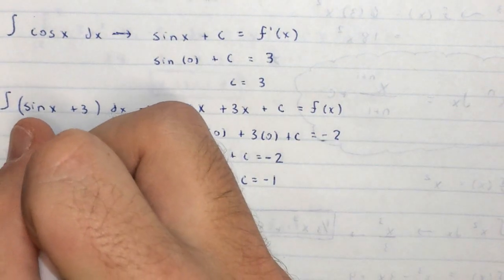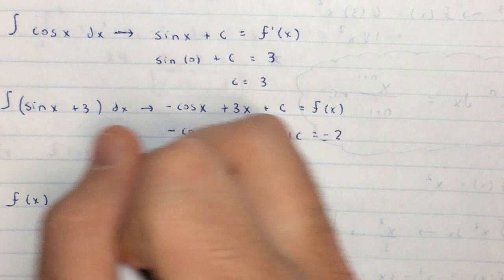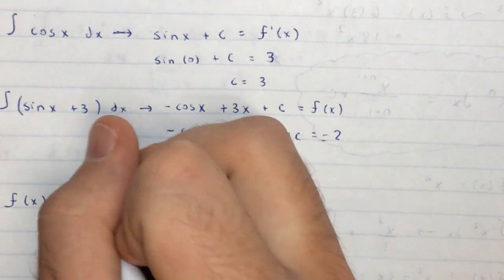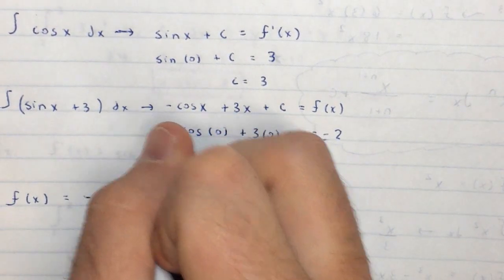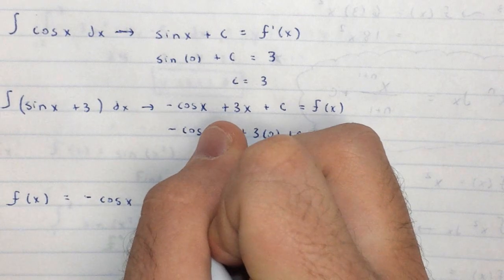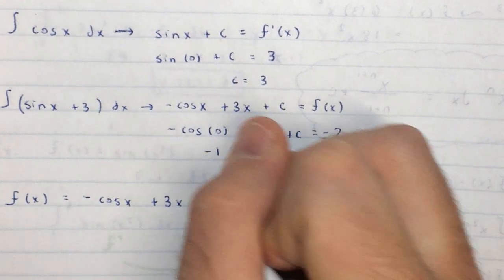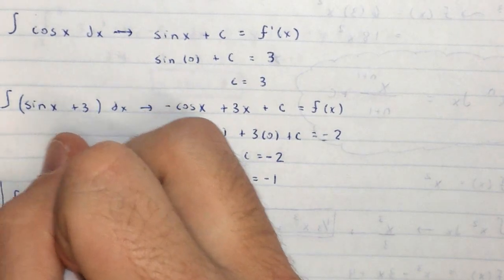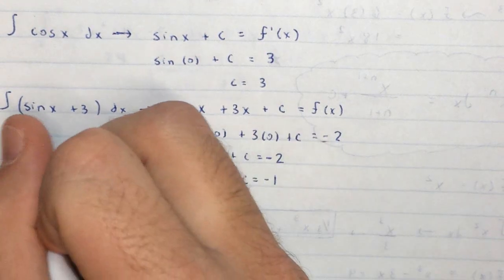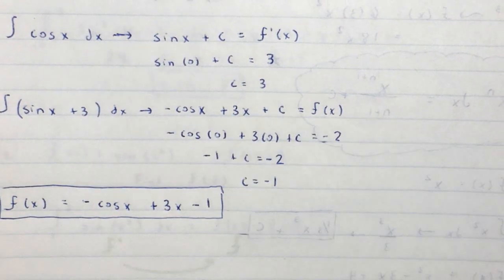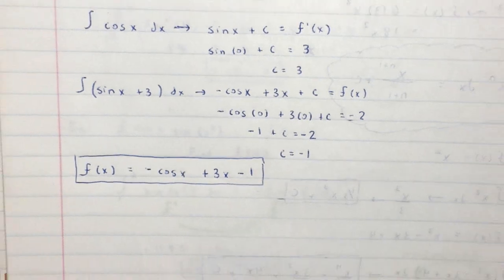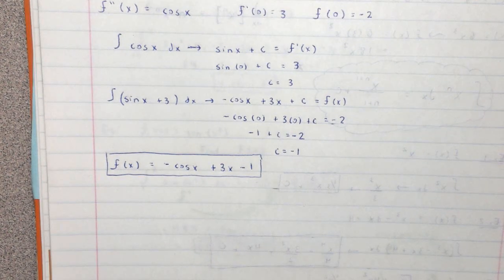So, my equation for f of x. F of x is equal to? Nope. Negative cosine of x plus 3x minus 1. That is the full-blown equation for f of x. That's crazy.